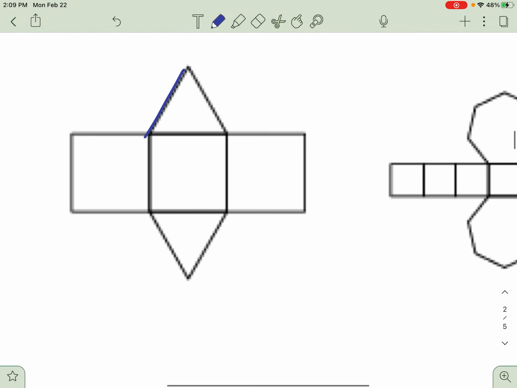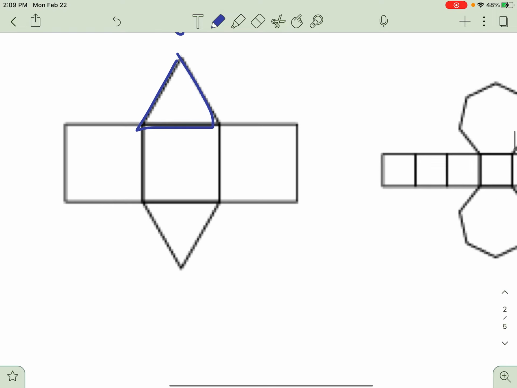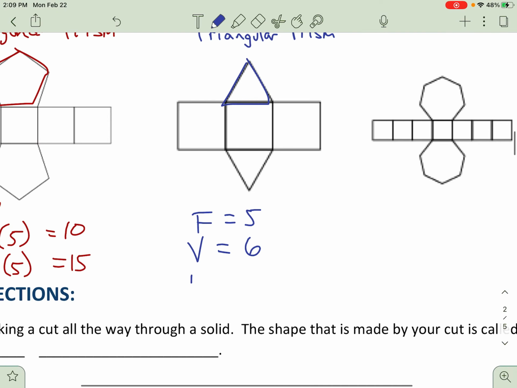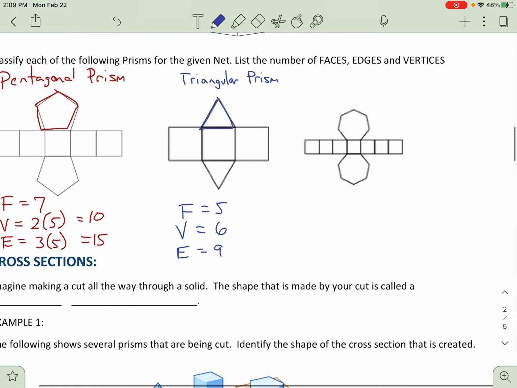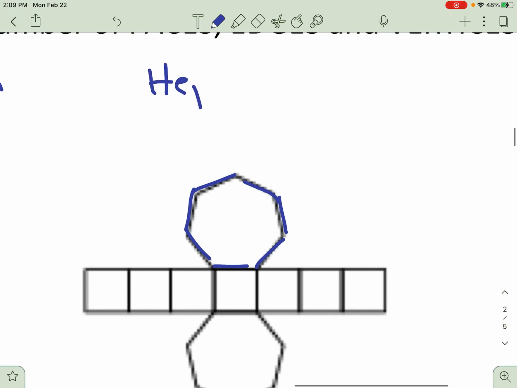Next shape here, triangle, with the 3 rectangles. So this is, again, a triangular prism. It's got 2 bases, 3 sides, so the faces would be 5. Vertices, 3 times 2 is 6. And edges, 3 times 3 is 9. This one's got, let's see, 1, 2, 3, 4, 5, 6, 7 sides, so that's a heptagonal prism.